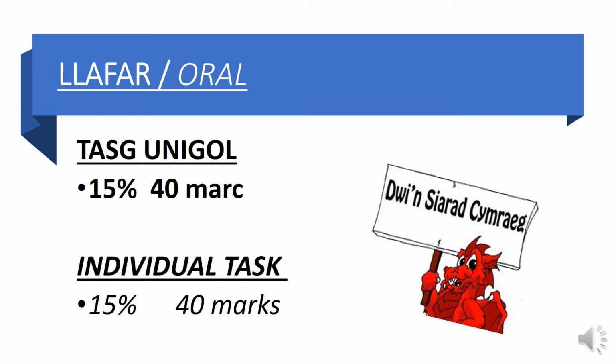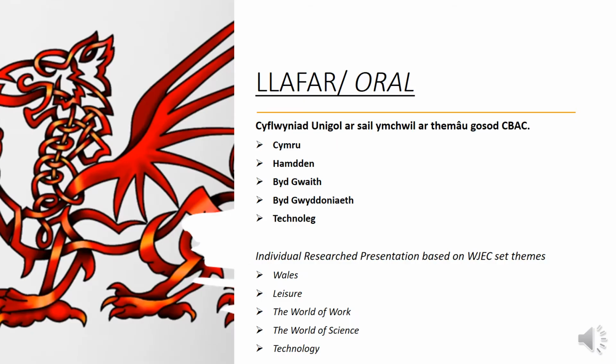The first oral exam is the individual task, which is marked out of 40 and is 15% of the oral mark. Now, in this actual examination, the pupil will have to research into a specific topic of his own choice. And the presentation then will be based on the set themes by the WJC. And as you can see, there are 5 themes here: Wales, leisure, the world of work, the world of science and technology. So all 5 of these themes gives the individual plenty of choice to choose a topic of their own choice.